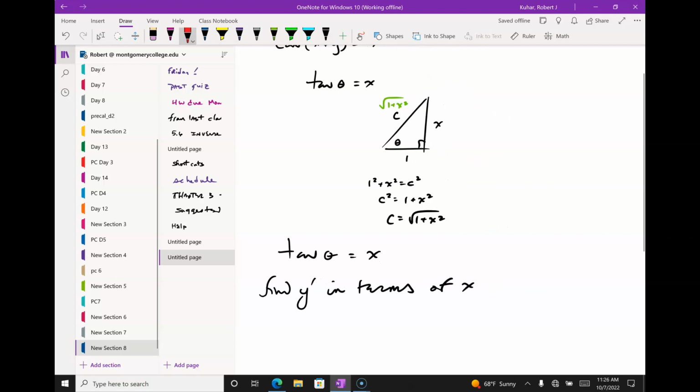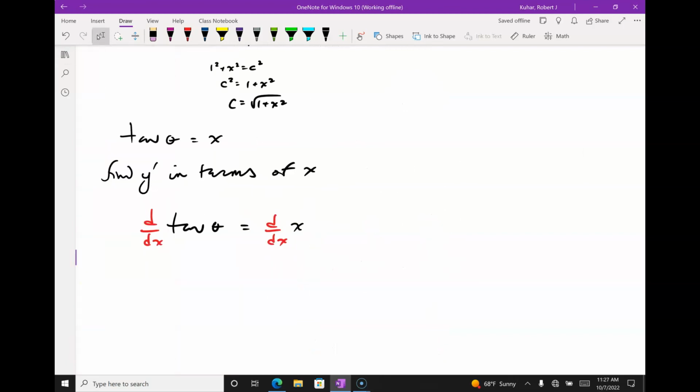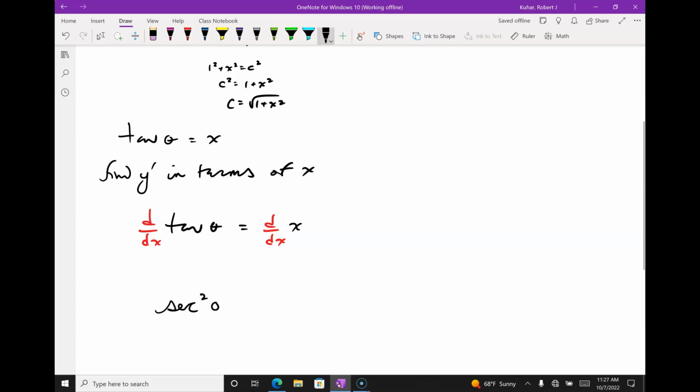So what am I going to do? I'm going to differentiate both sides, right? I'm going to take the derivative, or the operator d/dx, of tangent of theta, and that should be equal to the derivative of x. I'll try not to make that same mistake. The derivative of x is 1, right? What happens on the left side? What's the derivative of the outside function, the tangent function? Very good, class. Secant squared theta. But then I need the derivative of the inside. The inside function is theta, right? So I need theta prime, and that should be equal to 1.